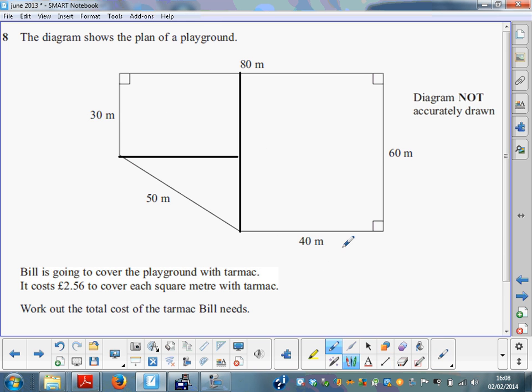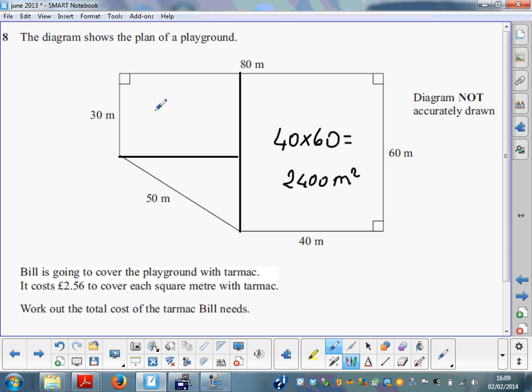So let's start. Well, length times width is already given to you here. So it'll be 40 times 60. Don't need a calculator really for it. 4 times 6 is 24. And 0 some square meters.